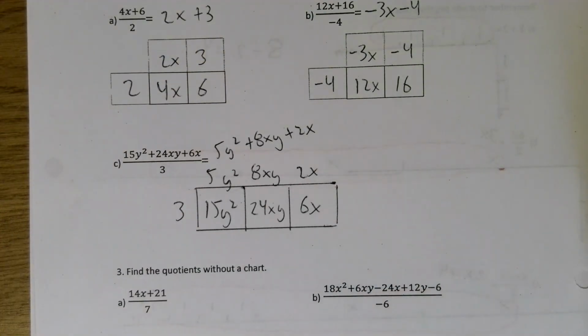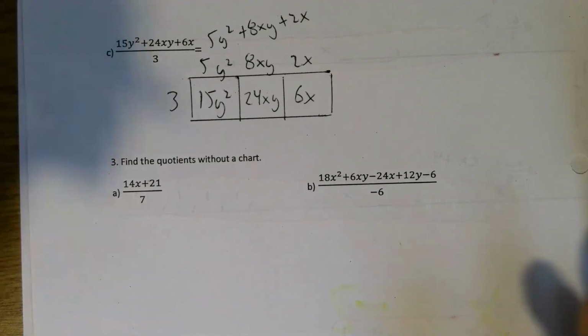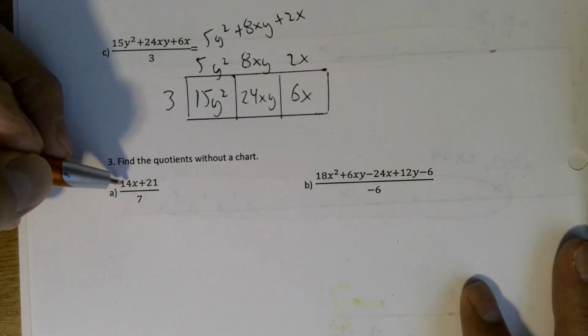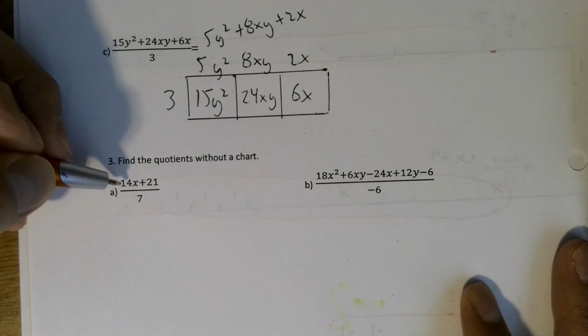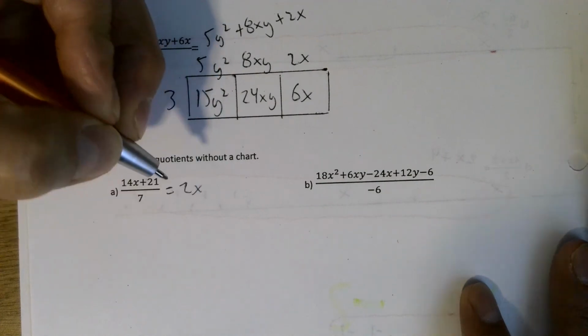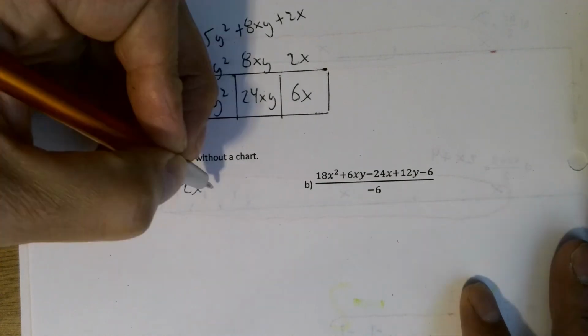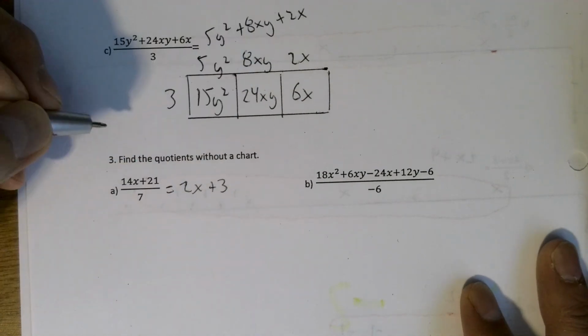Okay, and most of you have probably figured out, same as last time, that all we're doing is dividing on top by the bottom. So in this case, I'd need to divide 14x by 7. It's going to give me 2x, and I have to divide 21 by 7 is 3. In this case, we don't want to draw any lines or anything like that. It's just kind of messy.